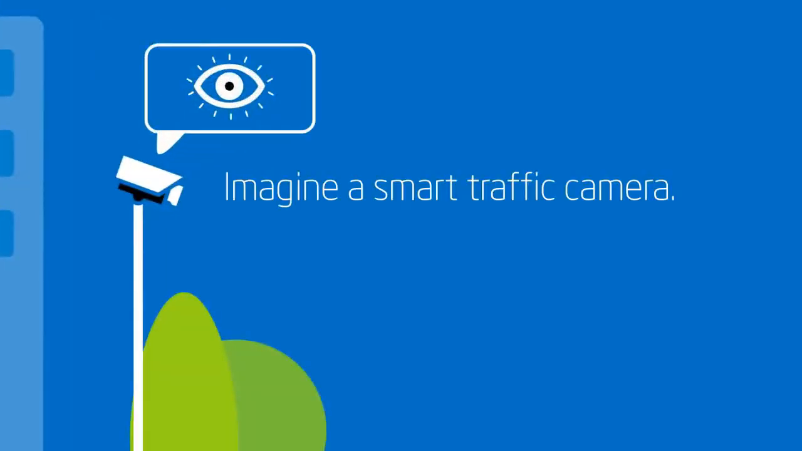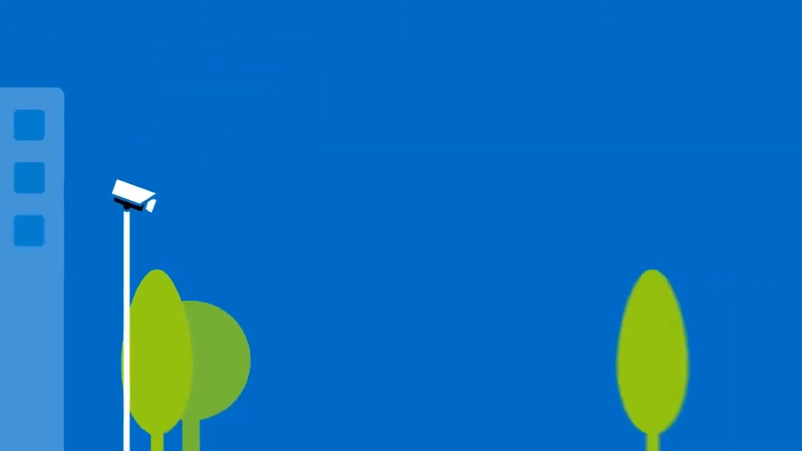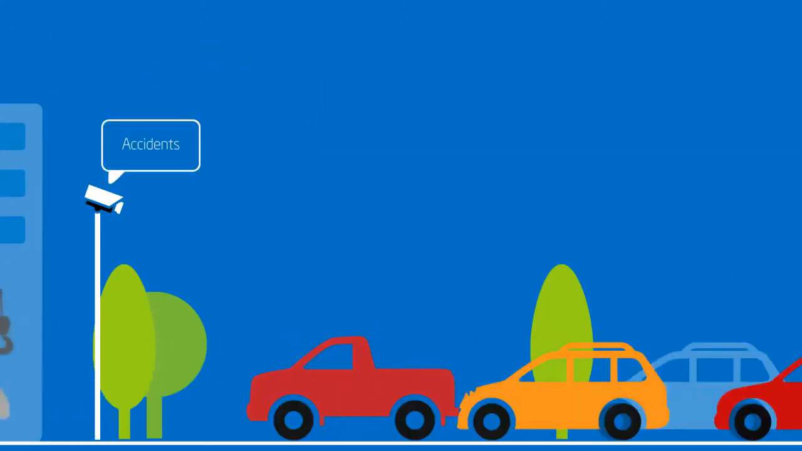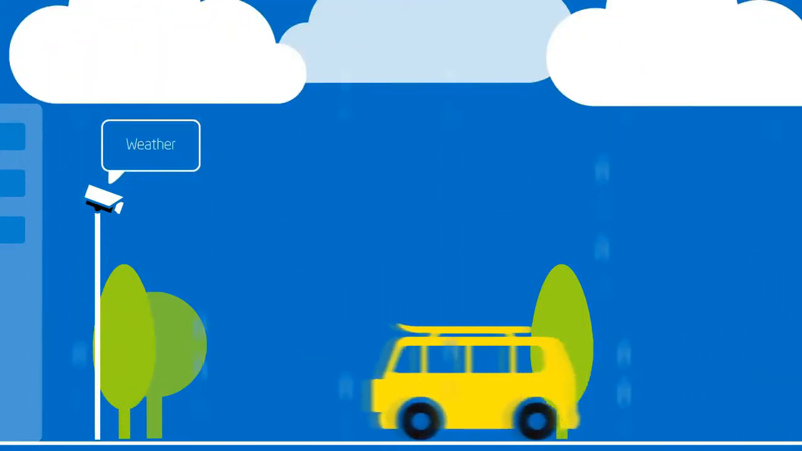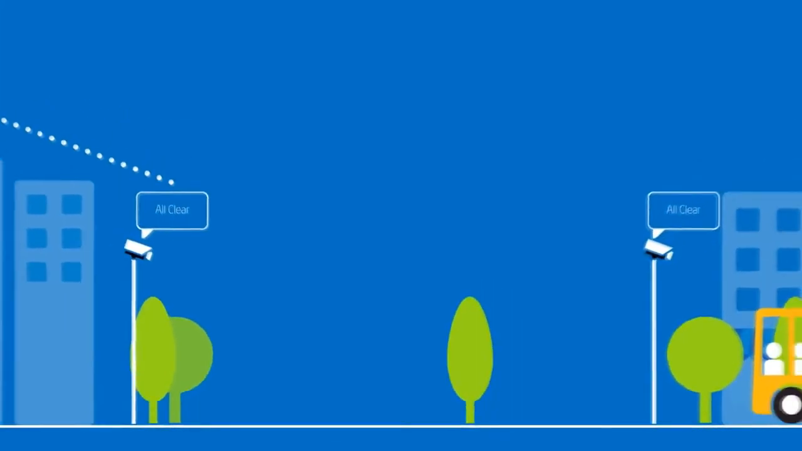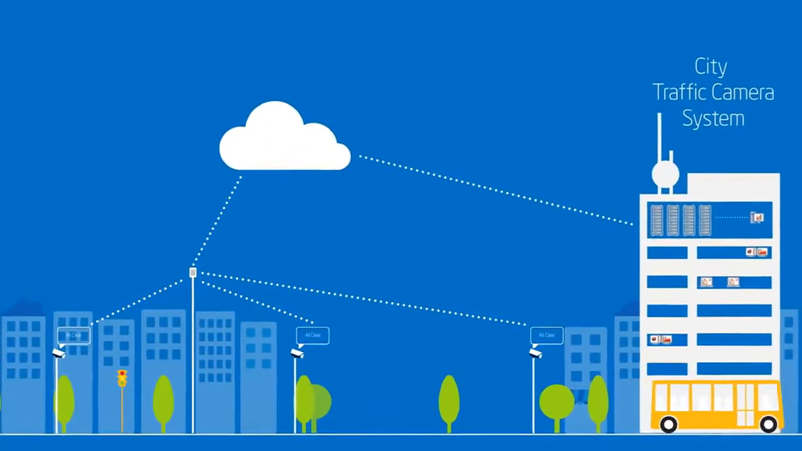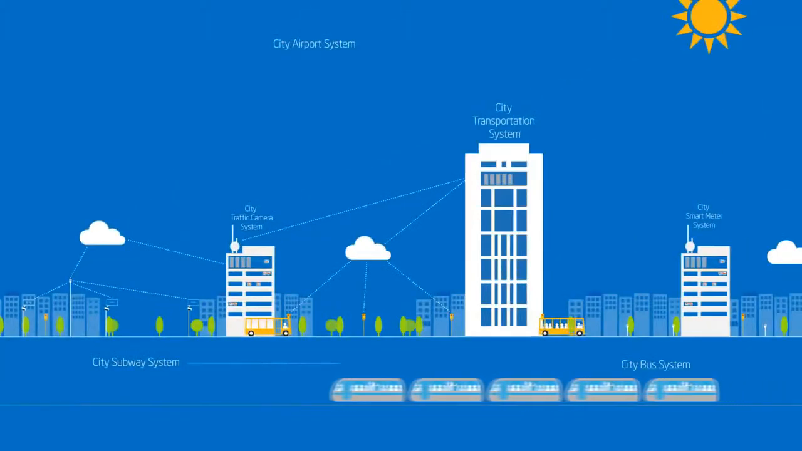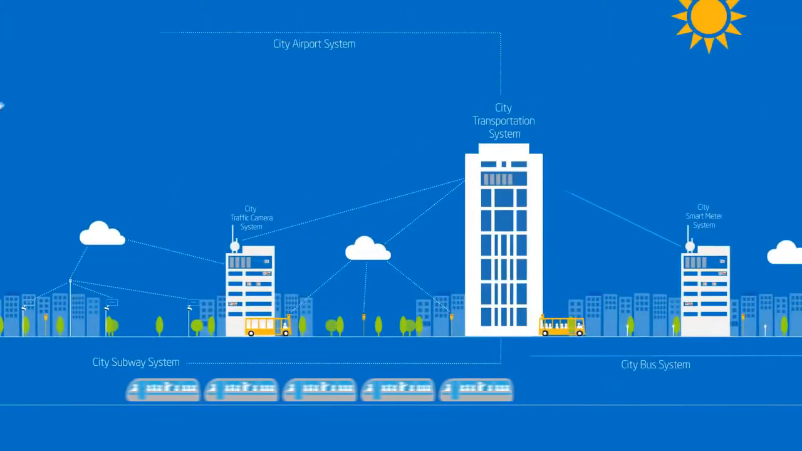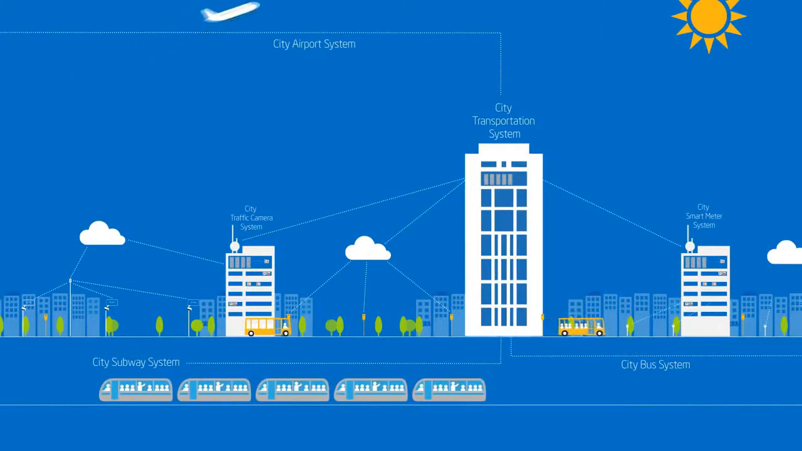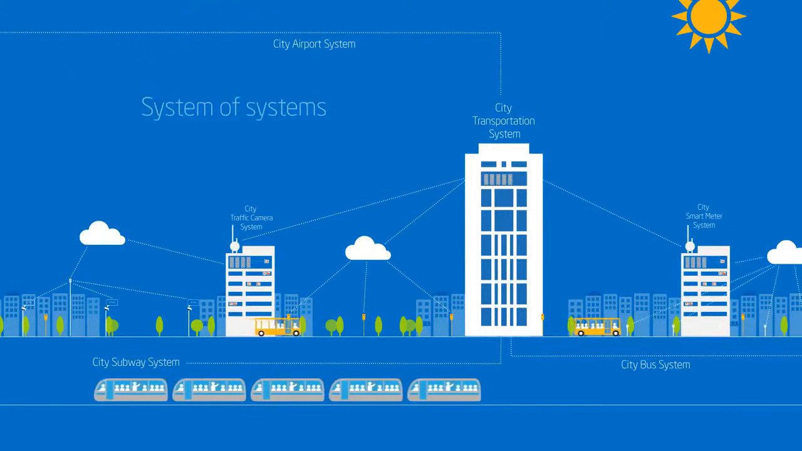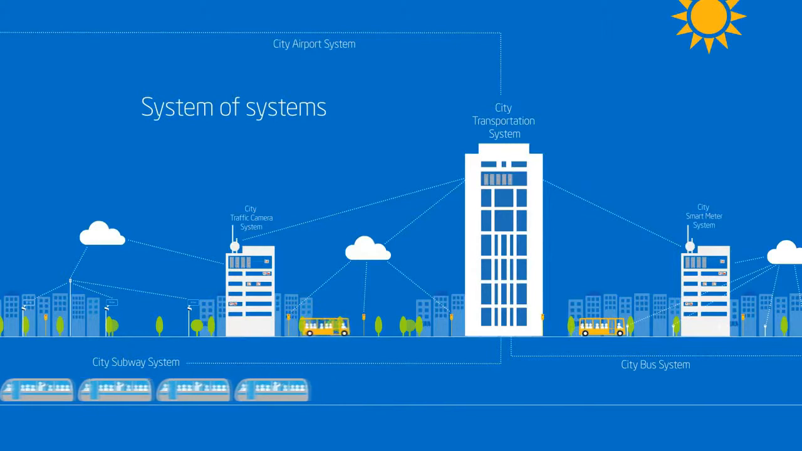Here's an example of the big picture. Imagine an intelligent device such as a smart traffic camera. The camera can monitor the road for congestion, accidents, and weather conditions, and communicate that status to a gateway that combines it with data from other cameras, creating an intelligent citywide traffic system. Now, imagine that intelligent traffic system connected to other citywide transportation systems, which get data from their own intelligent devices, creating an ever larger intelligent system of systems.